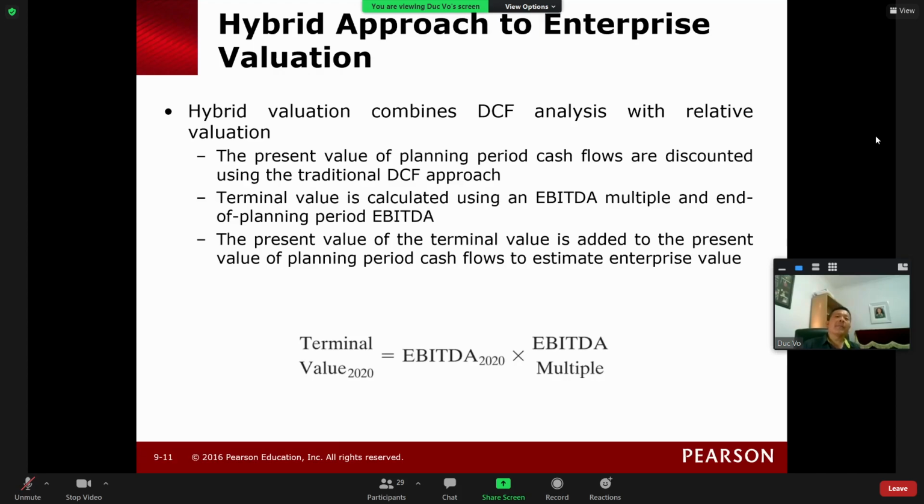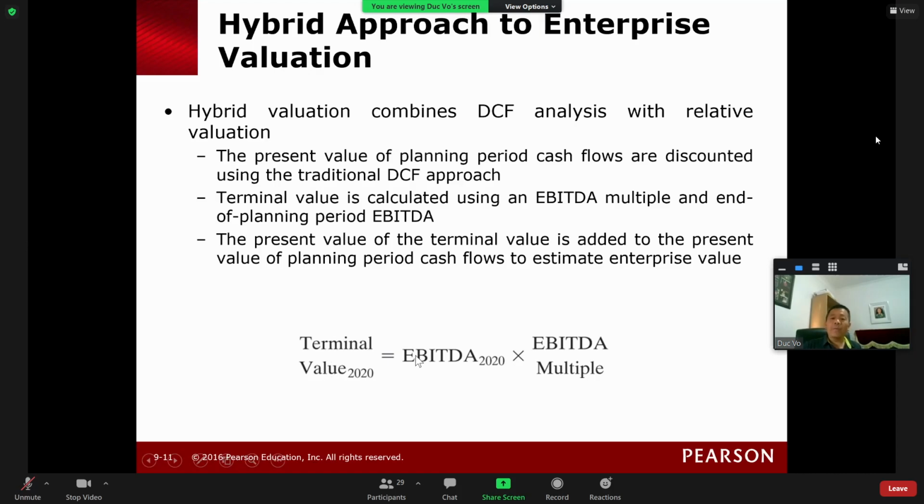In practice, because terminal value contributes up to 70%, 80% of the total enterprise value, if you only use one model to work out the terminal value, that becomes very complicated, right? If you get it wrong, it's really wrong. So that is why in practice, they try to use different methods in order to work out the terminal value.